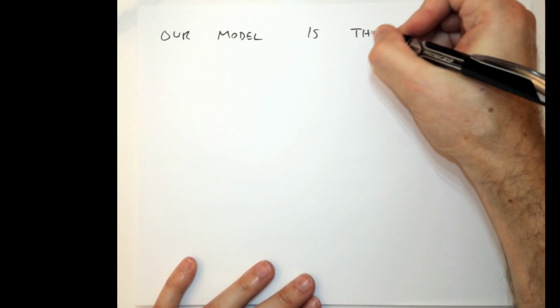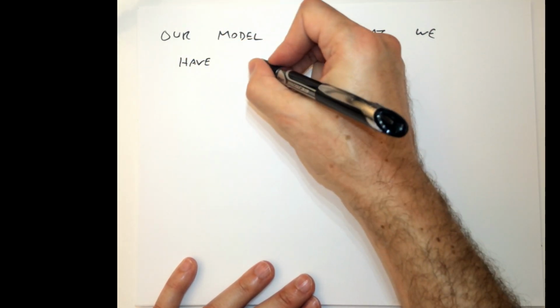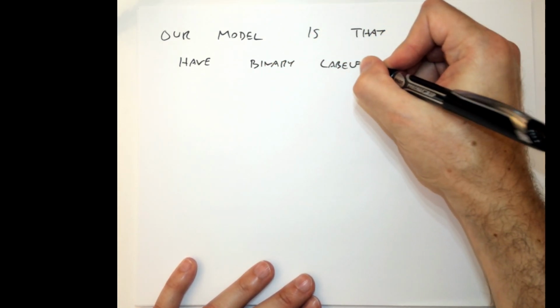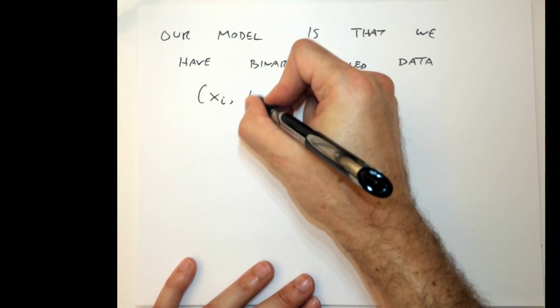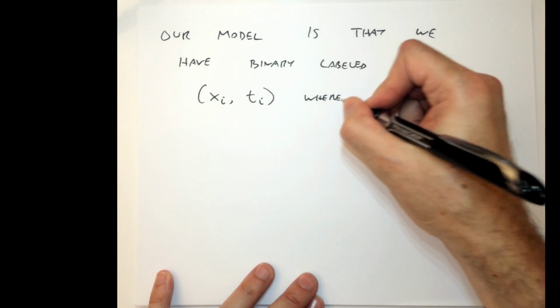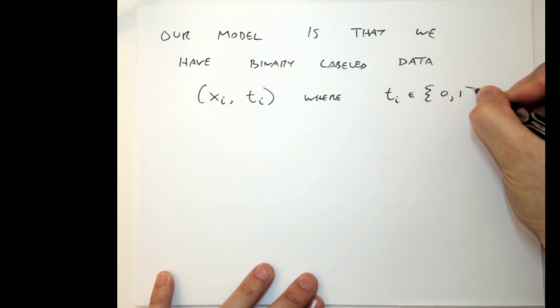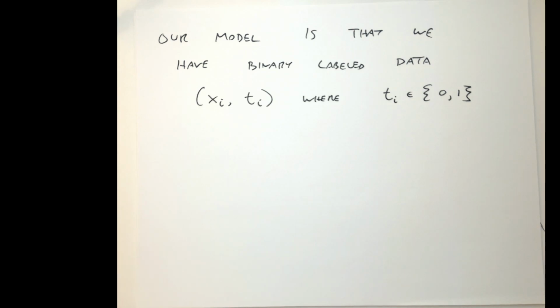is that we have binary labeled data where I have inputs and outputs. And today, I'm just going to switch my output so that it's either 0 or 1, right? In previous lectures, I've said class 1, class 2. Today, I want to just have a label of 0 or 1, right? Nothing has really changed, right?